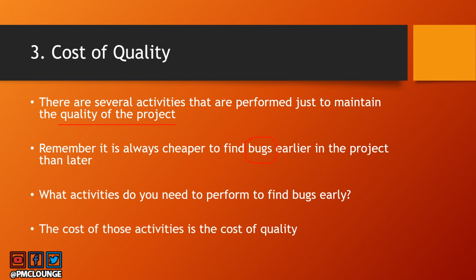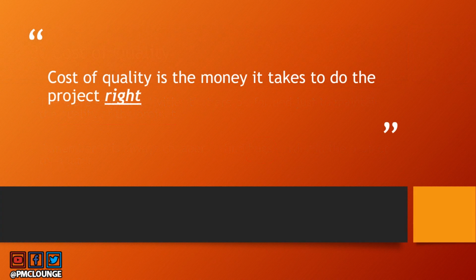And the cost of these activities is the cost of quality, the cost of testing, the cost of unit testing, the system test cycle, all that is the cost of quality. So here's a casual definition of the cost of quality: the money it takes to do the project right. Finding all the bugs as early as possible and shipping a product of high quality. Whatever you need to do to ship the product of high quality, to ship the project right, that money is the cost of quality.